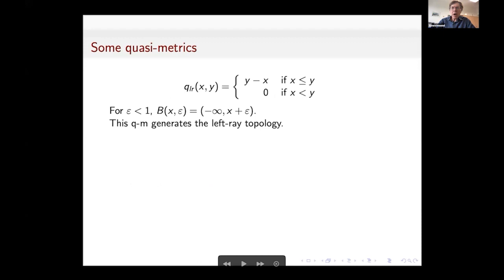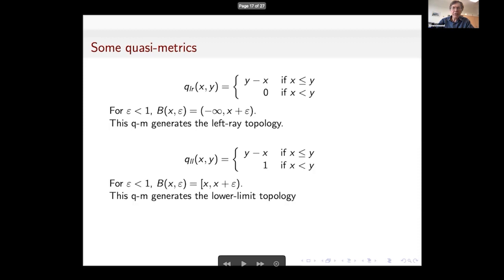The distance from x to y is the usual distance if y is bigger than x. So to the right of x, you're measuring usual distances, and the distance is 0 if you're to the left of x. So to the left of x, you get everything for free because that's 0 away, but to the right of x, you only get the usual distances. So you get a left ray here, a ray going off to the left.